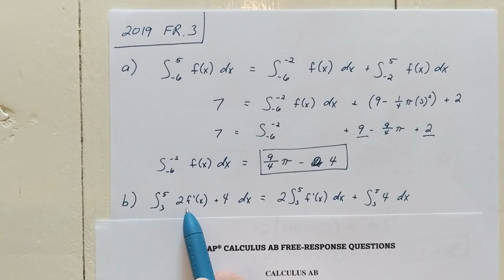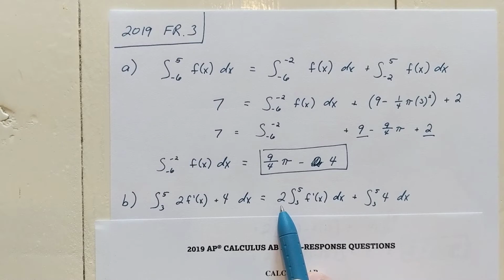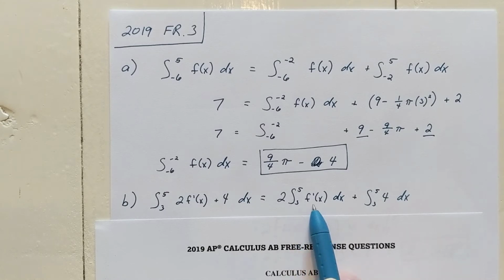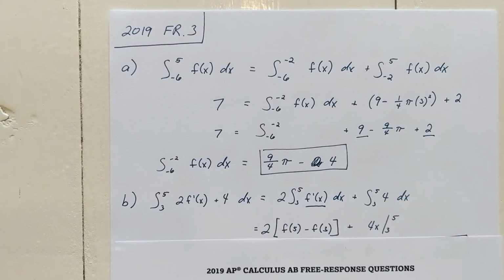At the same time, we're going to use the constant multiple rule to pull this 2 out in front of the first integral. That gets us the integral from 3 to 5 of f prime of x dx plus an integral from 3 to 5 of 4 dx. This integral right here should strike you as something familiar. We're doing a definite integral of a derivative, f prime. So we would anti-differentiate our integrand, and the antiderivative of f prime is just f. So, using the Fundamental Theorem of Calculus part 1, this integral becomes f of 5 minus f of 3.